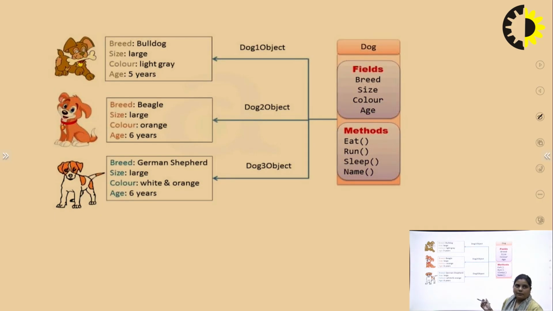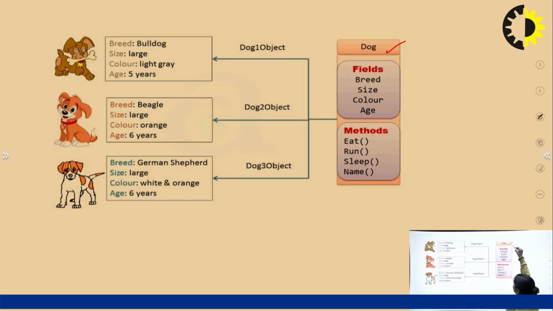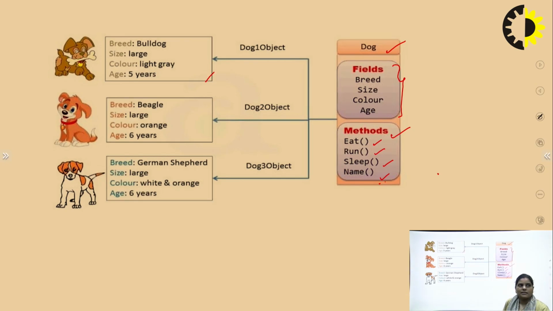Just like in the given example, this is a class, the dog is a class, and the fields of this class are breed, size, color, age, and the methods or functions in this class are eat, run, sleep, and name. So these are the methods or functions of this particular class, dog. Now from this class dog, we are abstracting the objects. So dog one: the breed of that particular object is bulldog, size is large, color is light gray, and age is 5 years. The second object representing the same class, dog, is beagle.